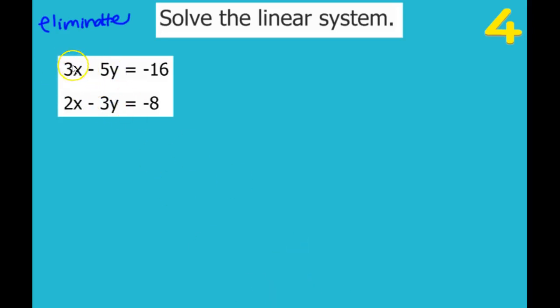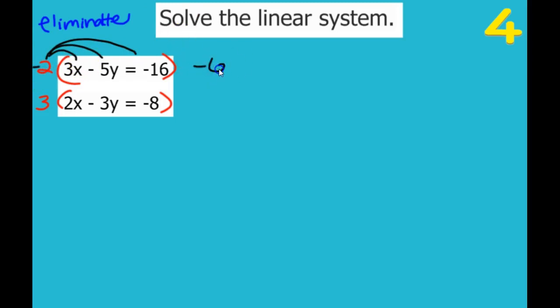So I'm going to multiply both of these, 2 and 3 multiplied to get 6. So I'm going to try and make both of these x's a 6. So 3 times 2 and 2 times 3. Now neither one is negative, so we need one of them to be negative, otherwise we're going to end up with 6x and 6x. I'm going to choose this positive one, top one to be a negative. So we're going to multiply everything by negative 2.